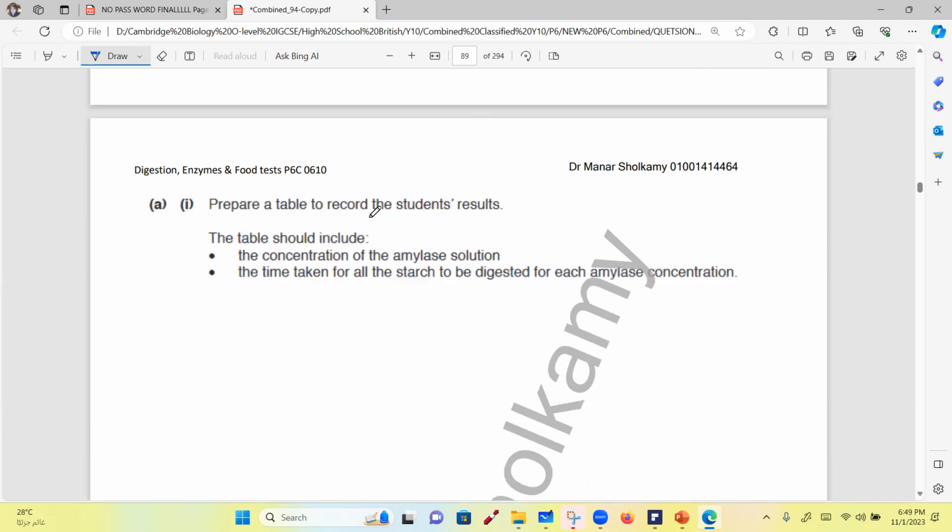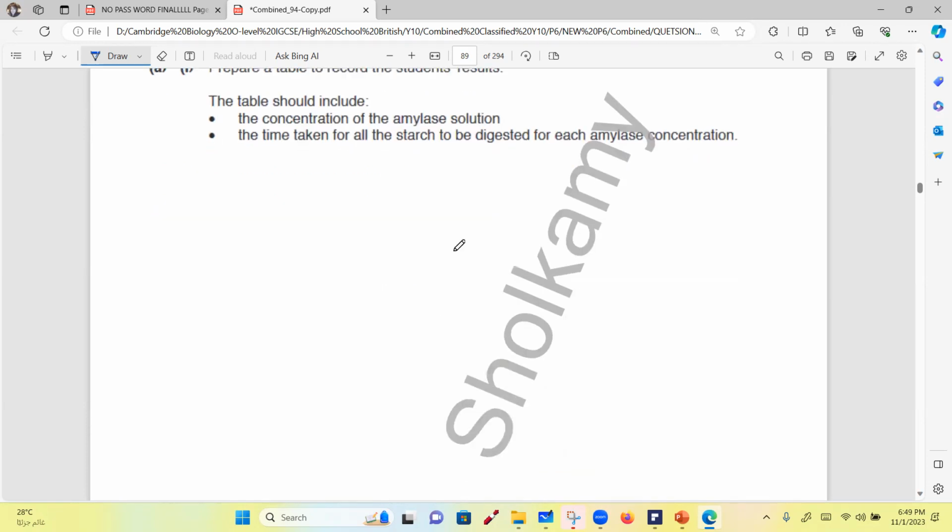Prepare a table to record the students' results. This table should include the concentration of the amylase solution and the time taken for all the starch to be digested for each amylase concentration. So what will be put in this table? What will be put on the left side of the table? What is the independent variable? Concentration, or volume.